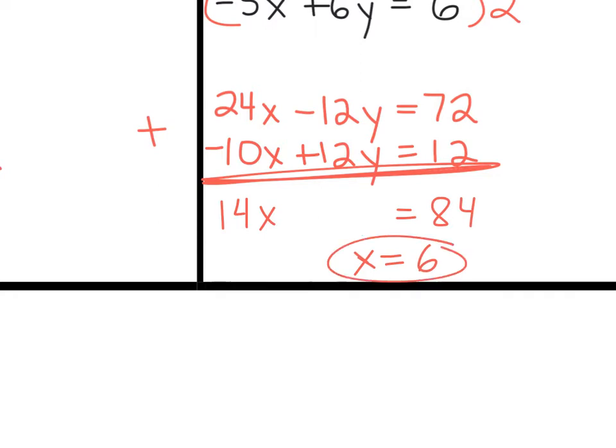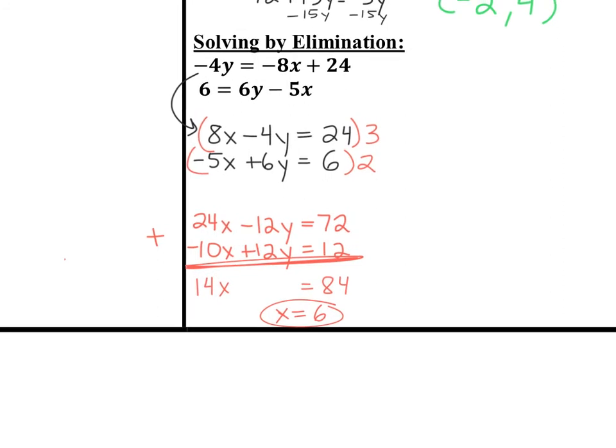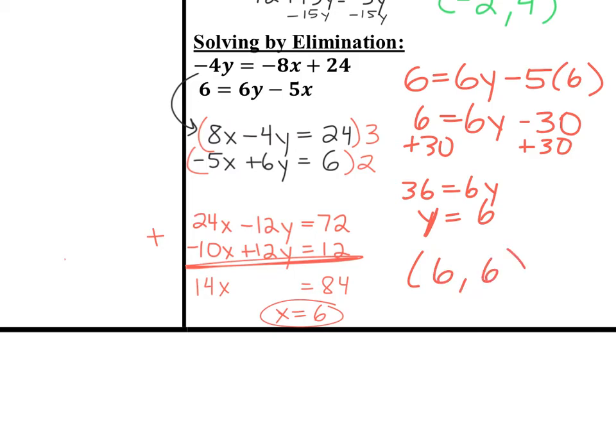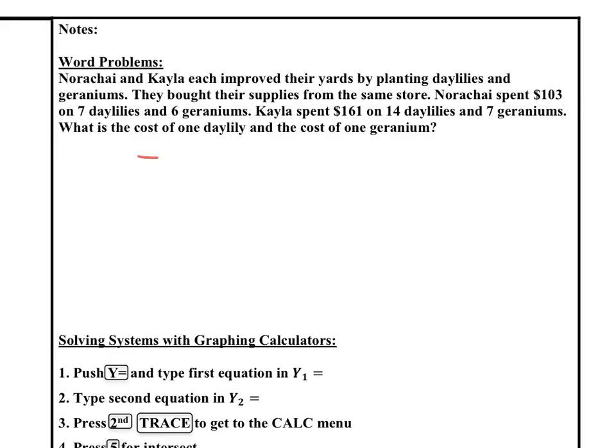Plug in to get your y value. Choose whichever equation you find easier. I do not really care. I might choose the second one. So 6 is equal to 6y minus 5 times 6. Add 30. Y is also equal to 6. So write your point. You guys agree? Good. Me too.